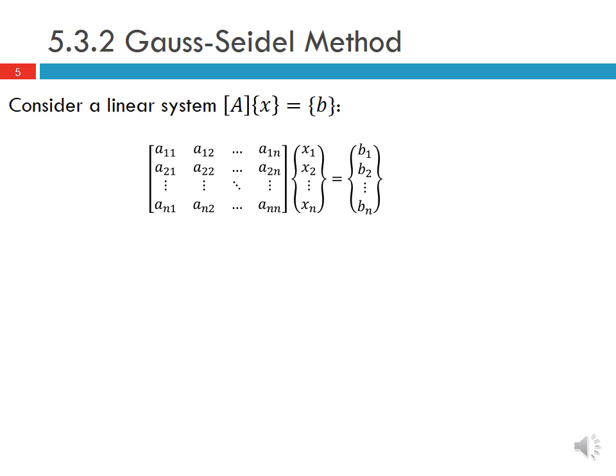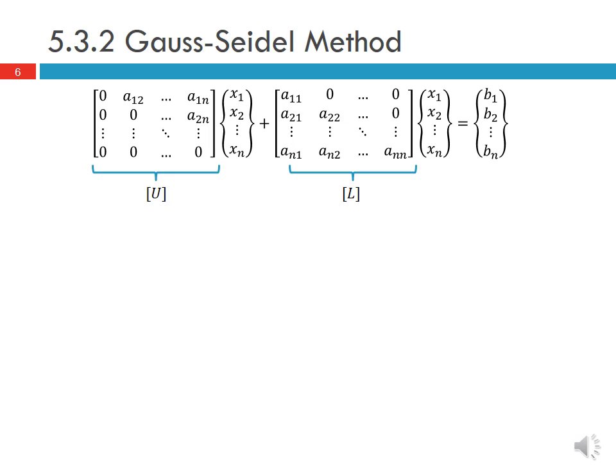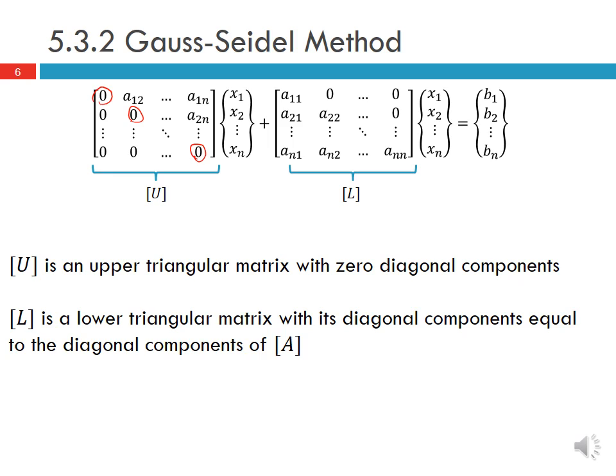So let's consider our linear system AX equals B. The left-hand side can be decomposed into the sum of two matrices, U and L. So A is equal to U plus L. As you can see, U is an upper triangular matrix with 0 diagonal components, so all of the components along the diagonal are equal to 0. And L is a lower triangular matrix with its diagonal components equal to the diagonal components of A, as you can see here.